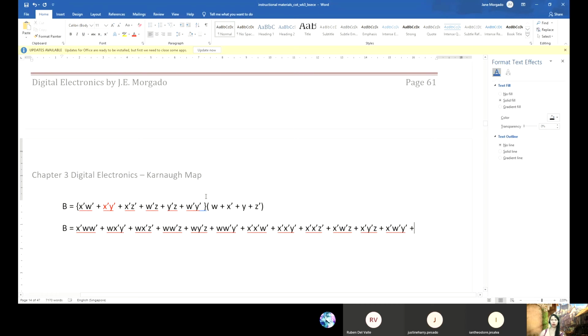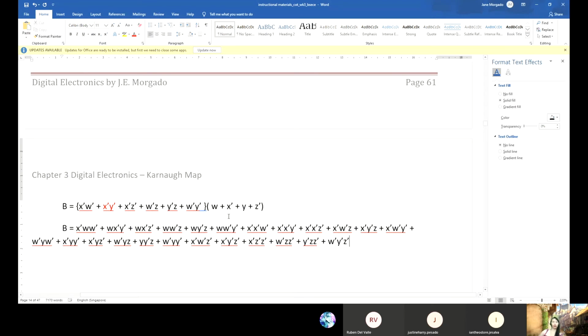Okay, distribute natin yung Y dito. So it becomes Y, W prime, plus X prime, Y prime, plus X prime, Y, Z prime, plus W prime, Y, Z, plus Y prime, Z, plus W prime, Y prime. Okay, and then we have Z prime. Distribute Z prime. Lastly, we have X prime, W prime, Z prime, plus X prime, Y prime, Z prime, plus X prime, Z prime, Z prime, plus W prime, Z prime, plus Y prime, Z prime, plus W prime, Y prime, Z prime.